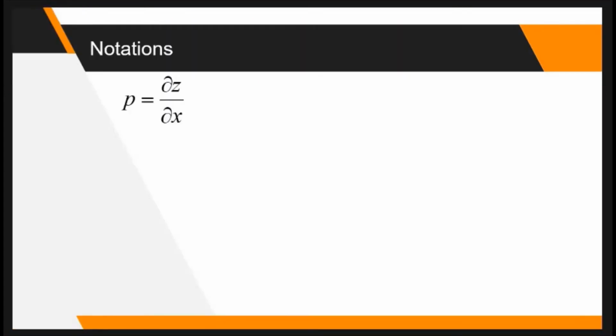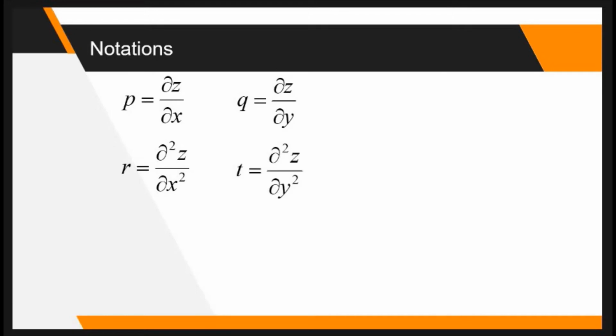So here when you differentiate z with respect to x, you will get p. We denote that as p. When you differentiate z with respect to y, you will get q. When you find the second order derivative of ∂z/∂x, you will get ∂²z/∂x², which is r. Now what is ∂²z/∂y²? It is t. Now what is ∂²z/∂x∂y, the mixed partial derivative? It is s.